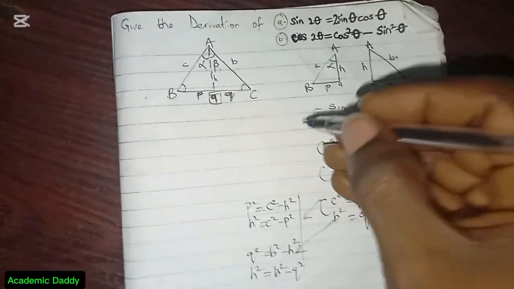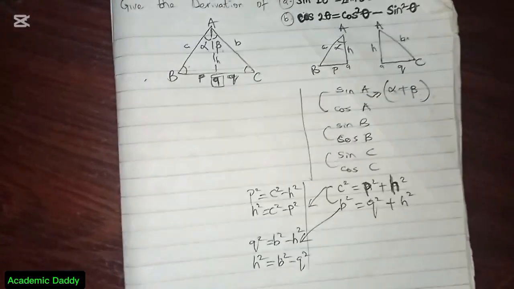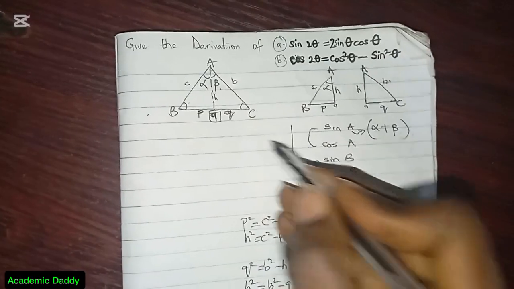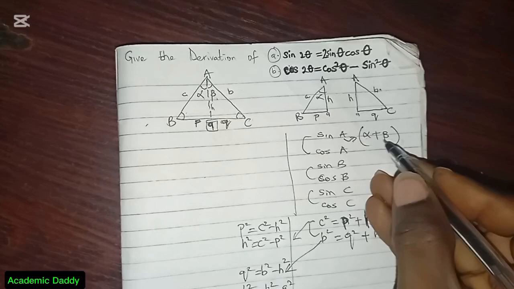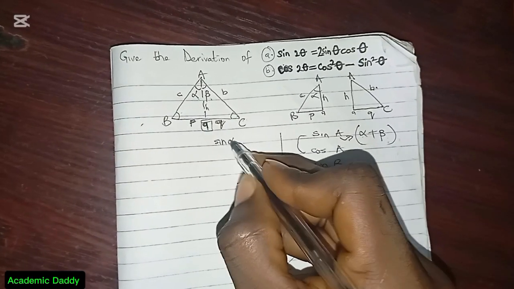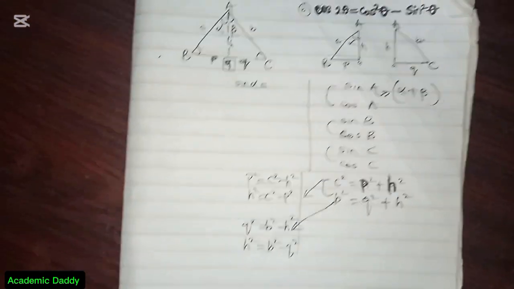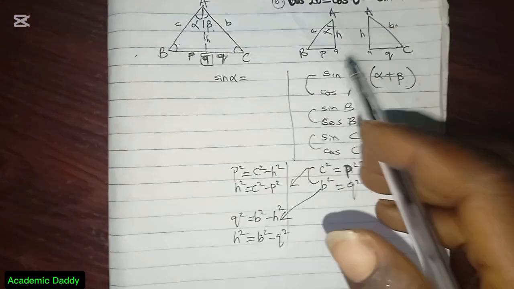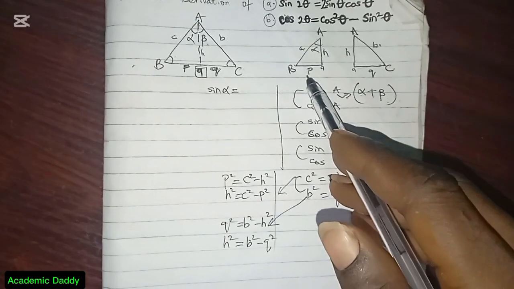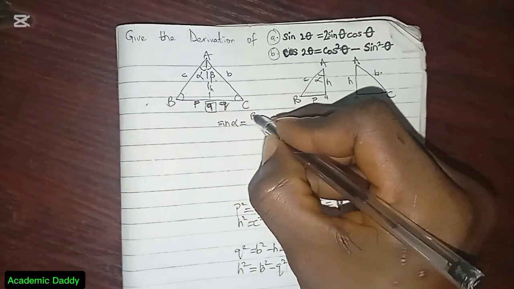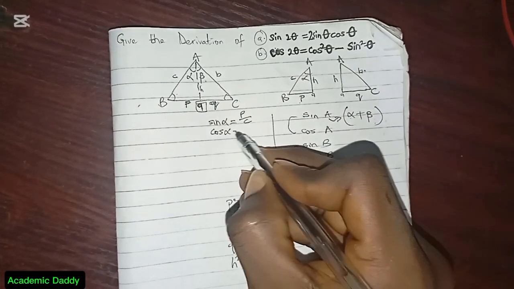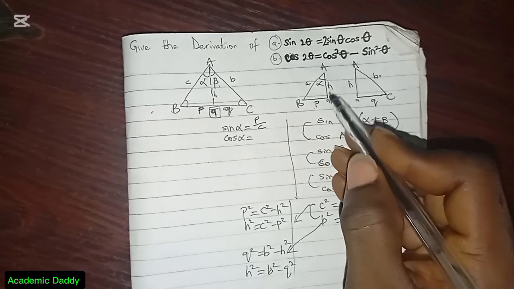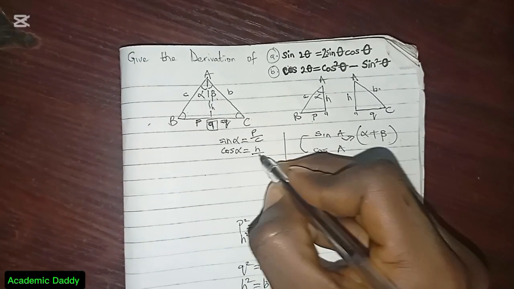So from what I have up here now, let's do this. These are things I have to get before considering this. So now, to get sine alpha, since A is equal to alpha and beta, let's check this. Alpha now, opposite over hypotenuse. Sine alpha will be opposite, P, over hypotenuse, C. So P over C. Now let's get cos alpha. Cos alpha will be equal to adjacent over hypotenuse, which is H over C.